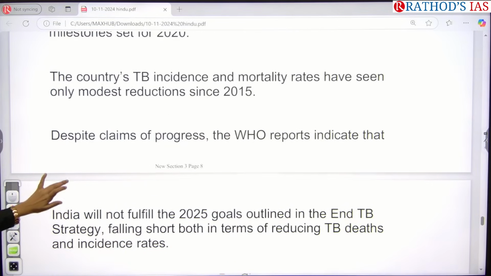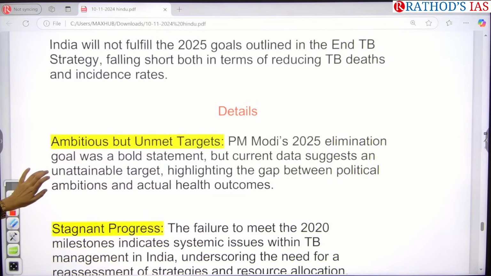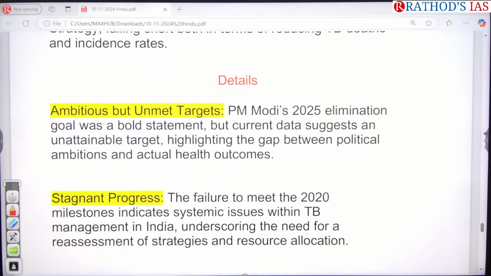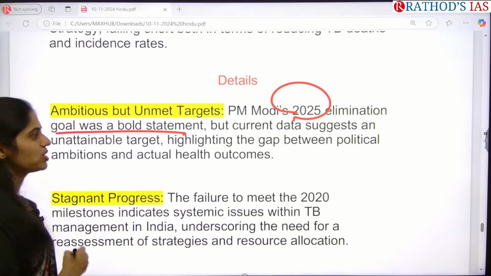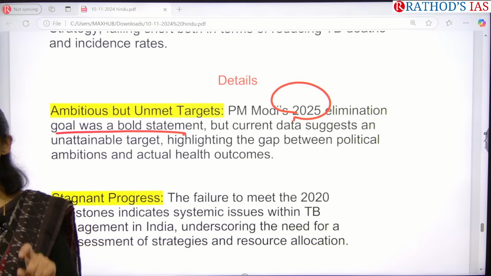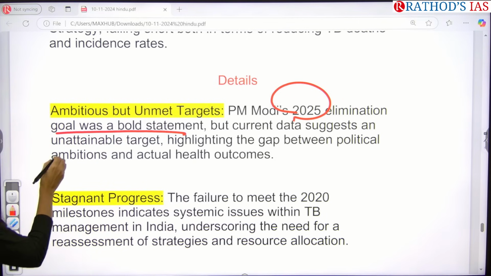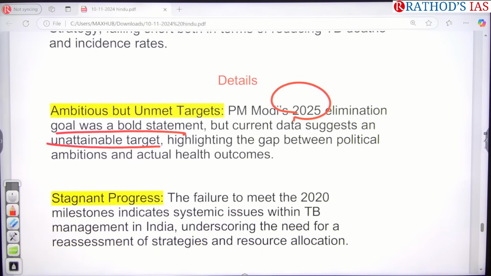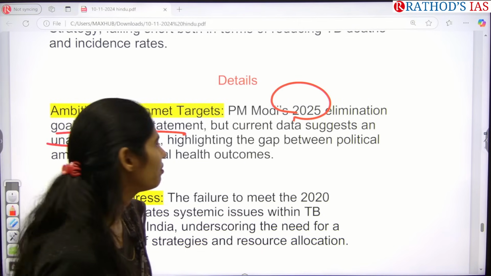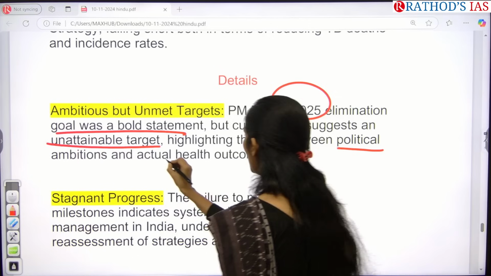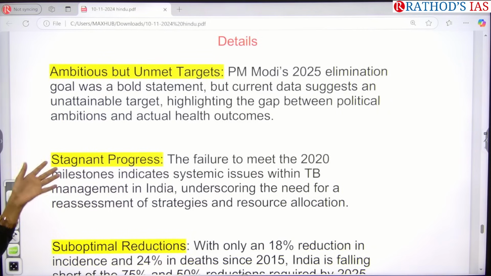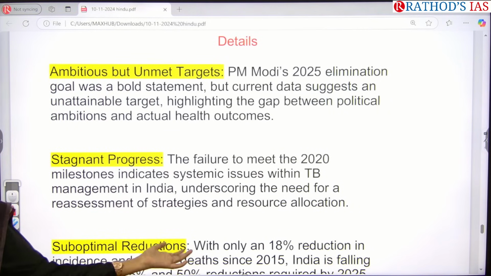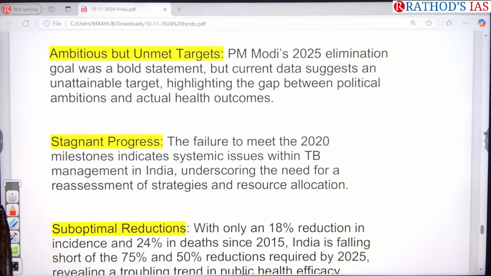Now let us see the important key points given here. The first one is that the Government of India's target of eliminating TB by 2025 is a very, very bold statement. Why? Because the data suggests that it is an unattainable target. There is a big gap between political ambitions and the actual health outcomes in our country. This article says we are going to fail to meet this target. It already happened in 2020, and even in 2025 we are not going to meet it.